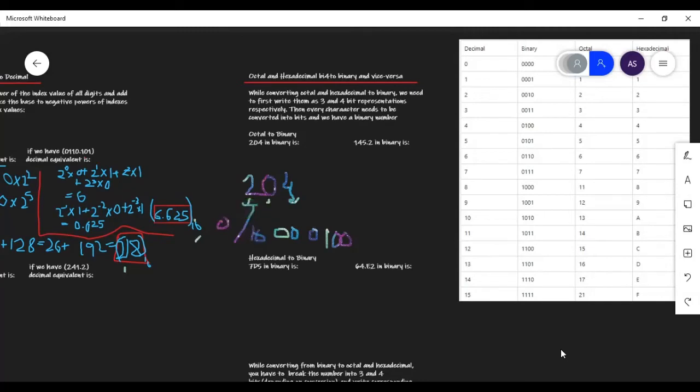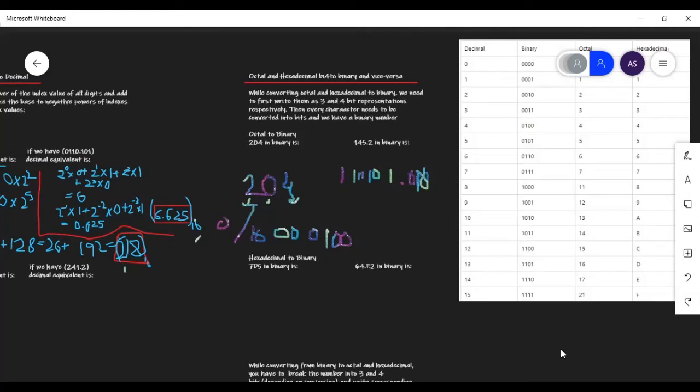Then we have the next one, which is 1, 4, 2 in binary, 5 and 2 in binary. So we take 5. 5 is 101. 4 is 100. 0 is 000 and 1 is 001. We can ignore the first 2 zeros. So we get 1. And then after the decimal, we do the same thing. We have 2, which is 0, 1, 0. Okay, so that's how we convert octal to binary.